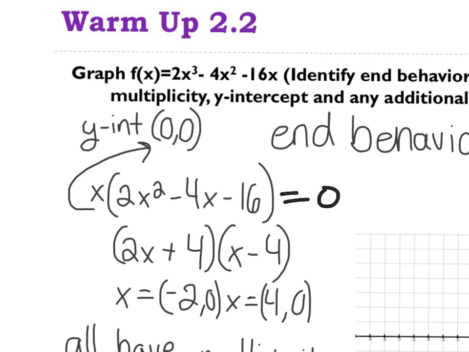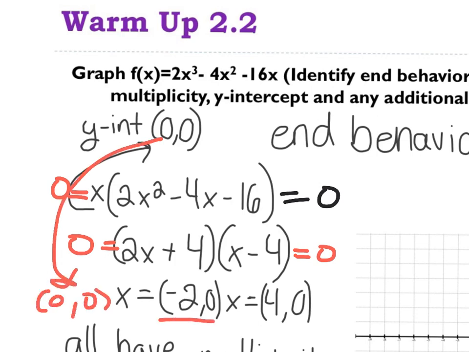If you factor out just the x, then you're factoring 2x squared minus 4x minus 16, which factored into 2x plus 4 and x minus 4. And then set each of these equal to 0. So this one gets a 0, this one gets a 0, and this one gets a 0. And you get the first zero, which is 0, the second one, which is -2, and the third one, which is 4.